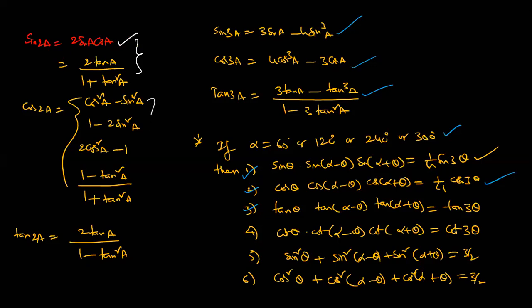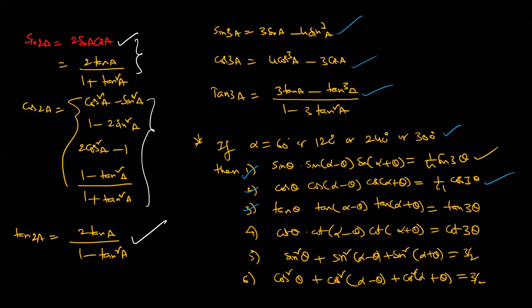So please revise these formulas, all of you. Cos 2A in terms of tan, what is the answer? 1 minus tan square A by 1 plus tan square A. In terms of cos, 2 cos square A minus 1. In terms of sin, it means 1 minus 2 sin square A, like that. Now tan 2A, what is the formula? 2 tan A by 1 minus tan square A.